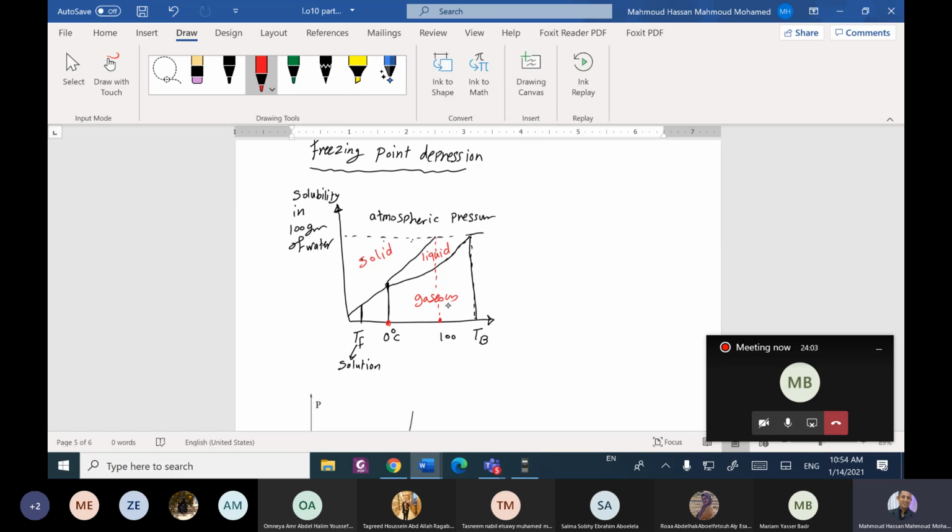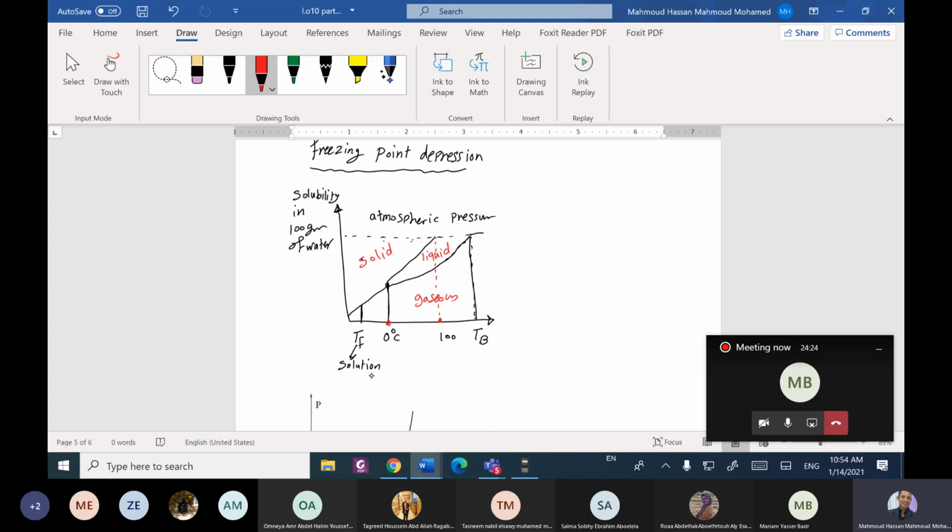But if we increase the temperature to 100 degrees Celsius, we will find the substance enters the gaseous state. But if we decrease the temperature to 0 degrees, we will find it in the solid phase. We return back to the graph.